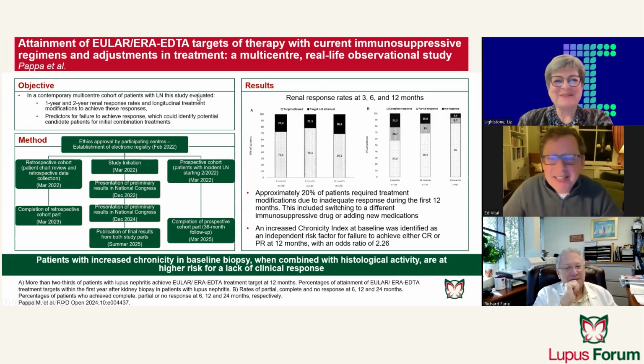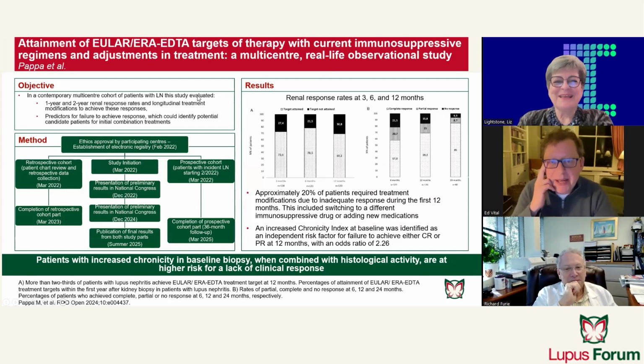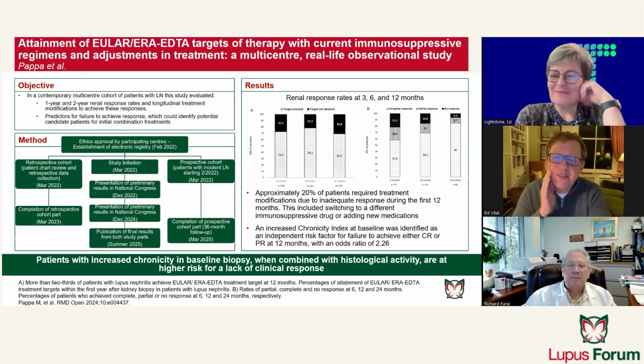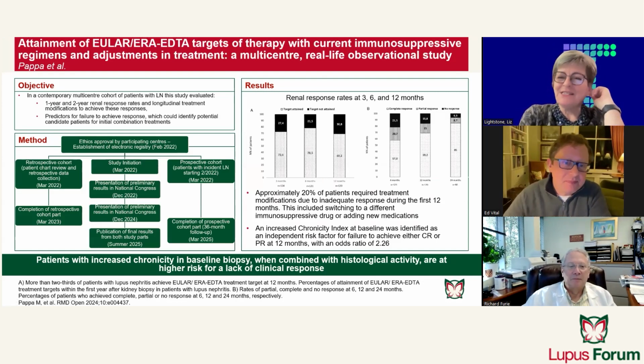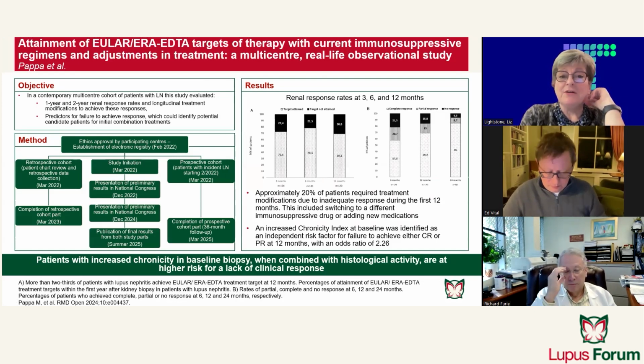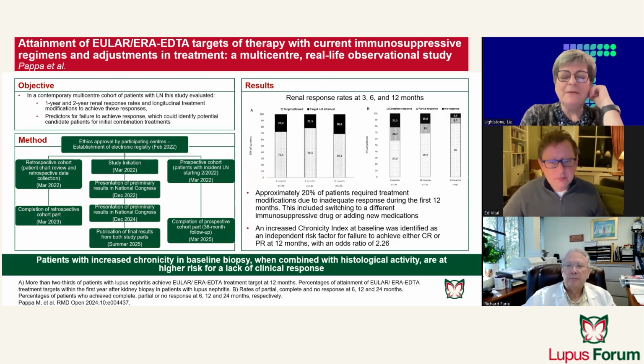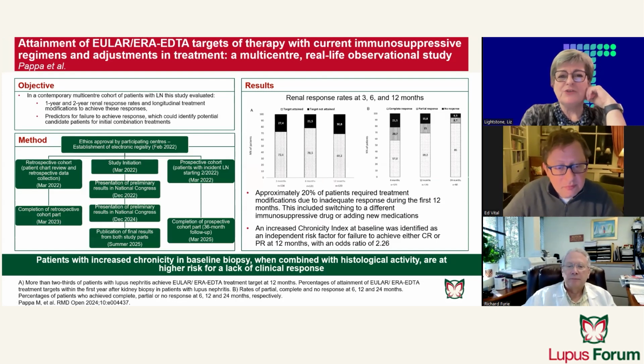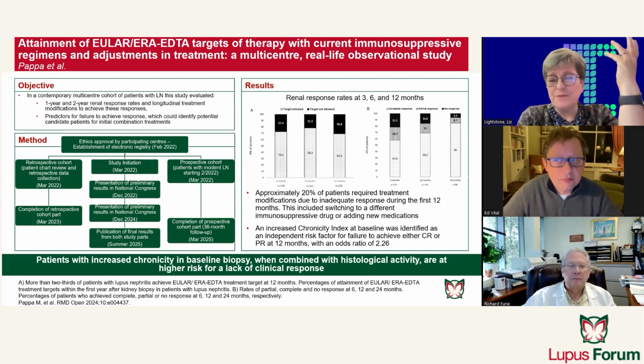So, Liz, you had a look at this one, didn't you? That's about meeting targets of therapy in nephritis. Yes, so this is a study from several sites in Greece, led by the first author Papa et al. It's attainment of EULAR, ERA, EDTA targets of therapy with current immunosuppressive regimens and adjustments in treatment. And it's a real life observational study.